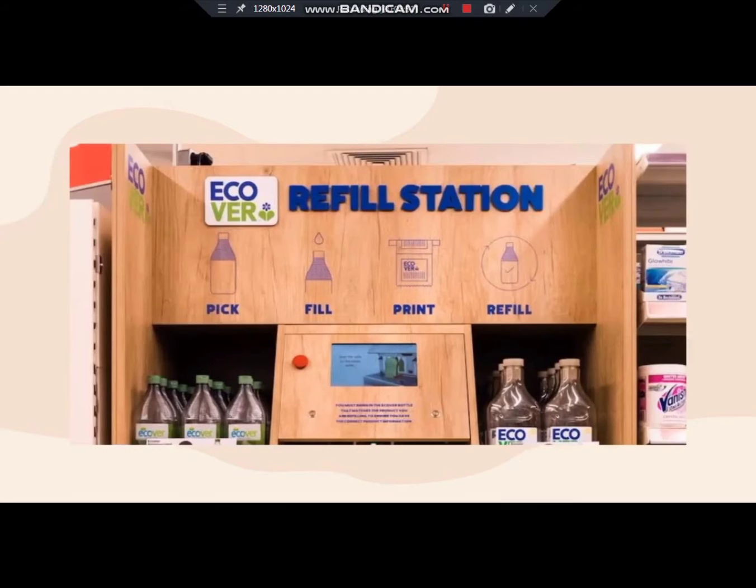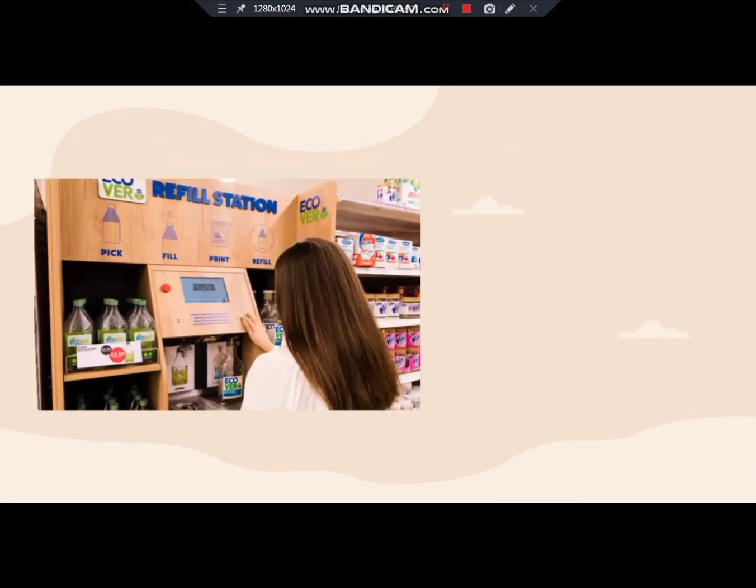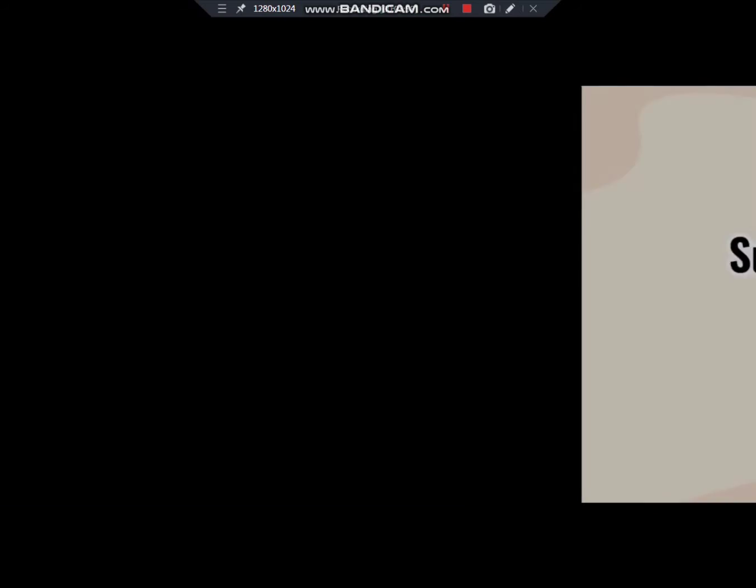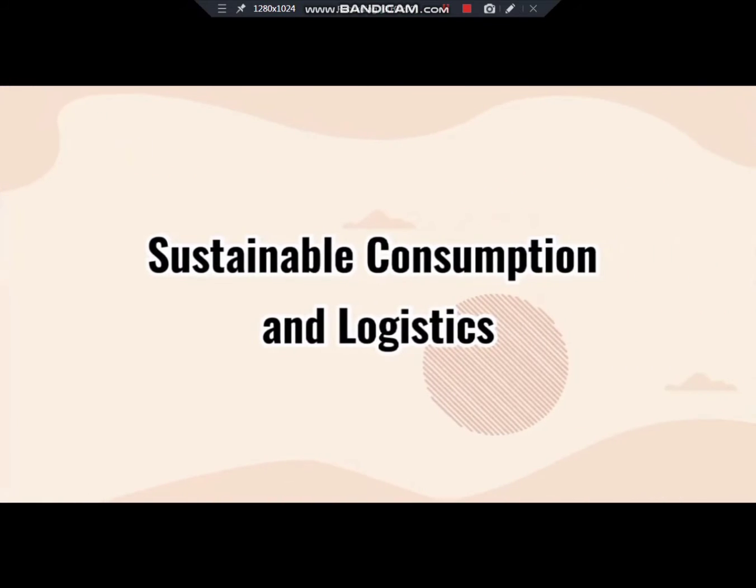And last, promoting the use of refills instead of the original bottles and boxes in order to reduce the use of heavier packaging material. Sustainable consumption and logistics.